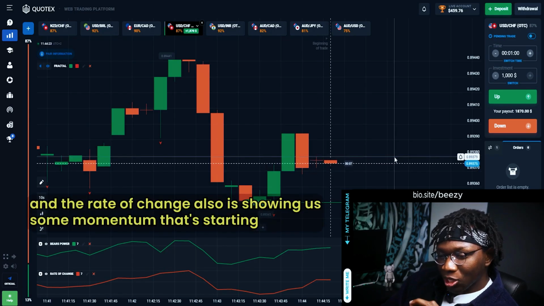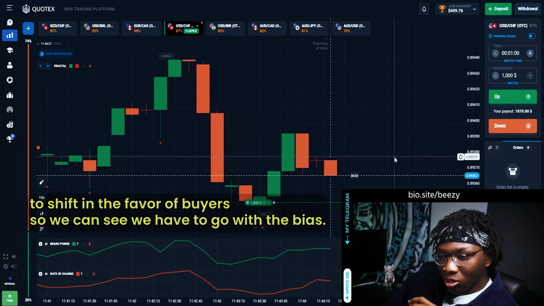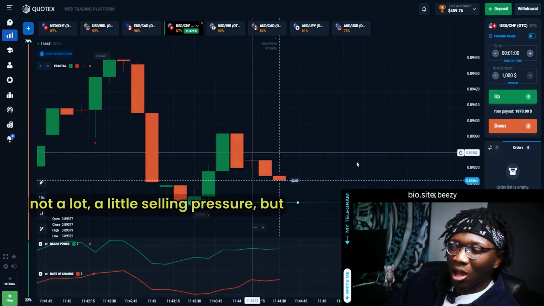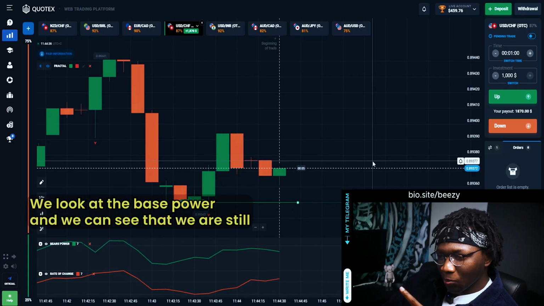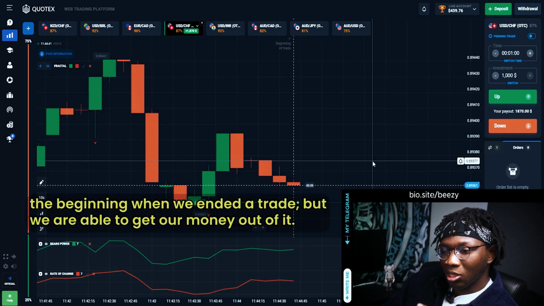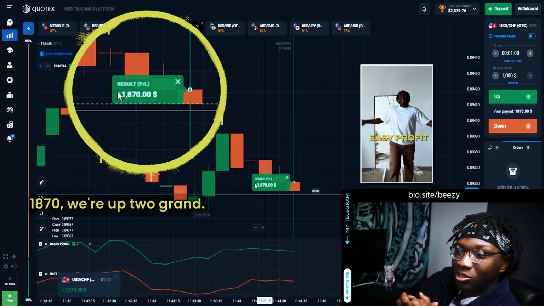And the rate of change is also showing us a momentum that's starting to shift in favor of the buys. So if you see, we have to go with the buys. Now we're seeing a little selling pressure, but we do not fuss. We look at the bear's power and we can see that we are still in somewhat of a bullish market. It's not as high as it was in the beginning when we entered the trade, but we are able to get our money out of it.